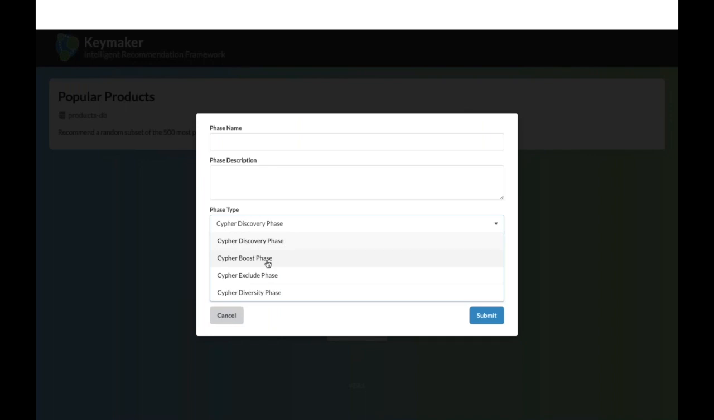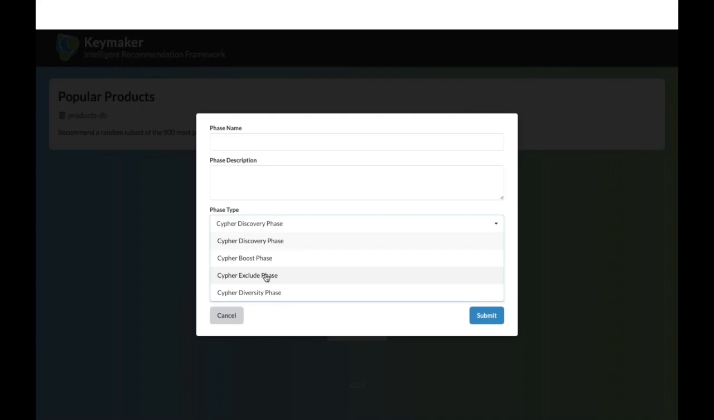Then you go through the boost phase. So boost is when you start making decisions about reordering things, which should be the first recommendation, which should be the second, the third, based on some scoring criteria. So again, this might be margin. You want to boost things at a high margin. Maybe you want to boost things that are very high in stock. Maybe you want to boost things that are part of a particular promotion. There's any number of ways that you might choose to boost things that you found during your discovery phase. Then there's exclude. So there are things you might not want to show in your recommendations.